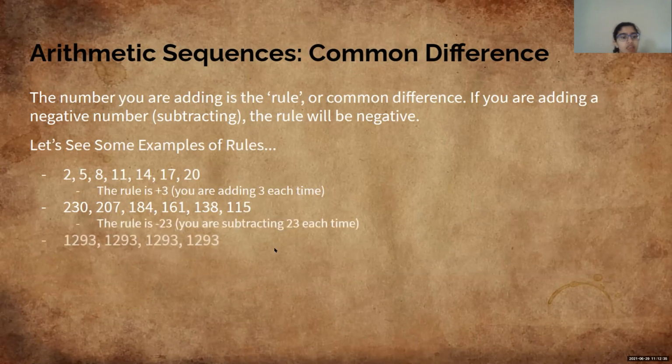Next, 123, 123, 1293, 1293, and so on. We're just adding or subtracting 0 since it's remaining the same. So the rule is ±0 since we're adding 0 each time.